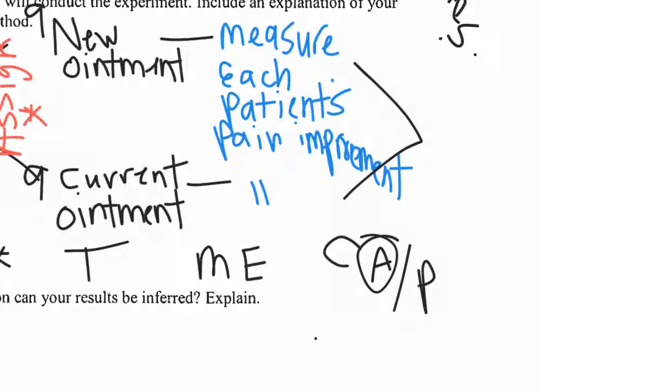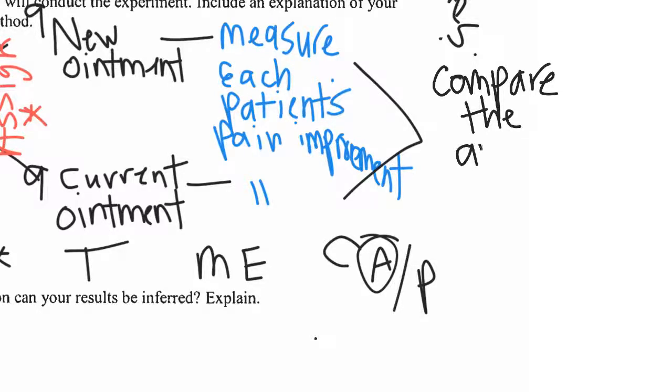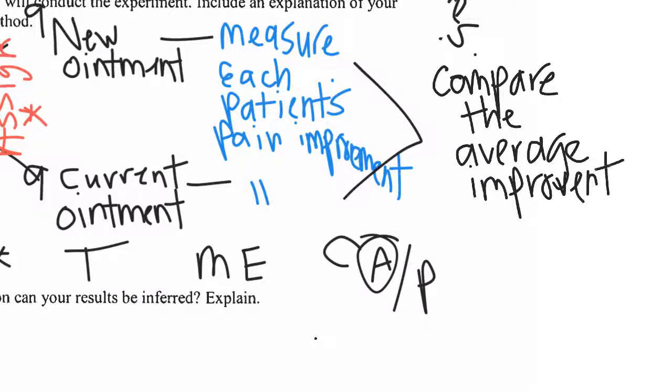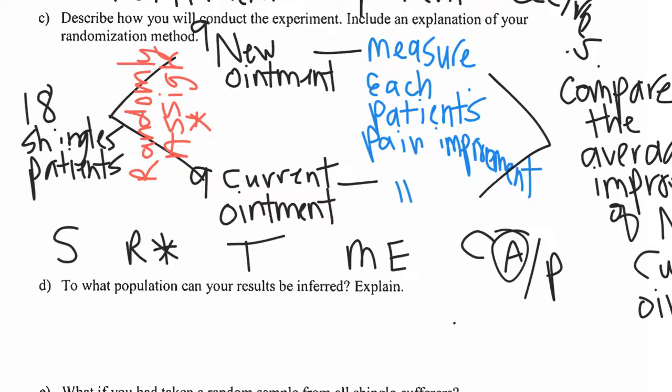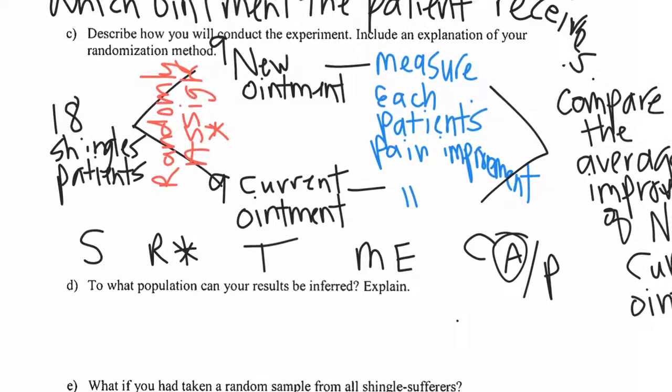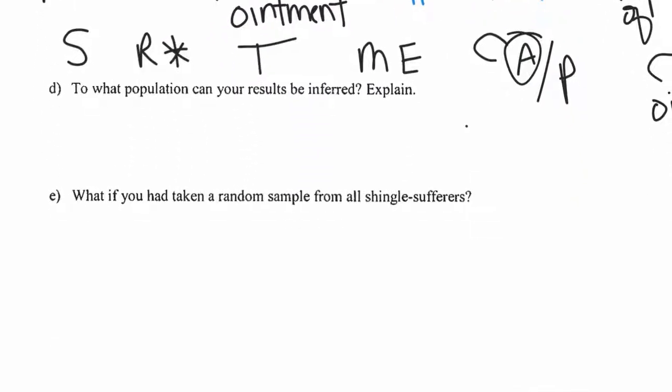So we would write over here, compare the average improvement of the 2 treatments. Average improvement of the new and current ointment. Okay, so now I want you to take a few moments and write yourself a Strap Me Cat paragraph from this drawing. Because that's ultimately what you need to be able to do, is write out a Strap Me Cat paragraph. Go.